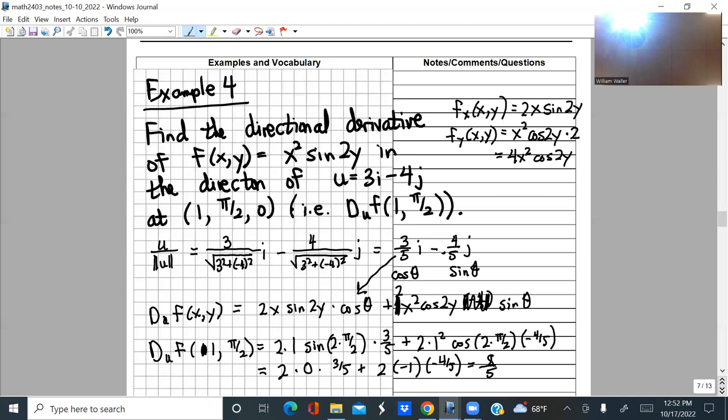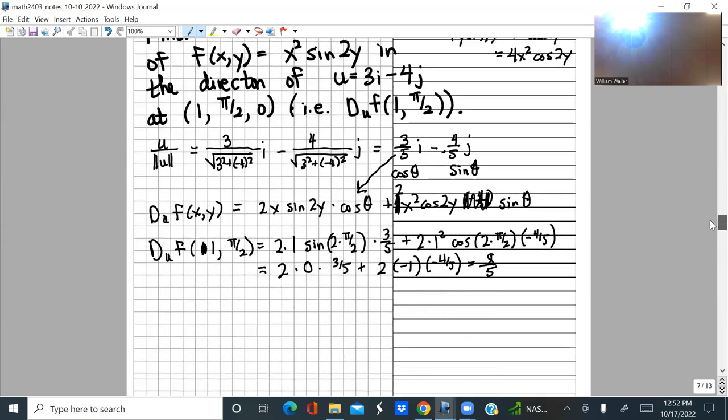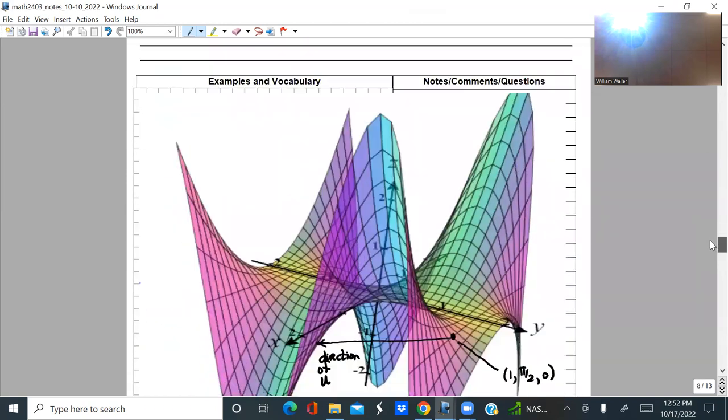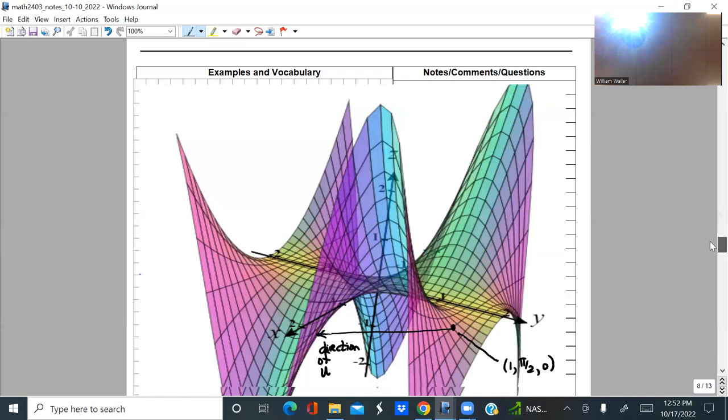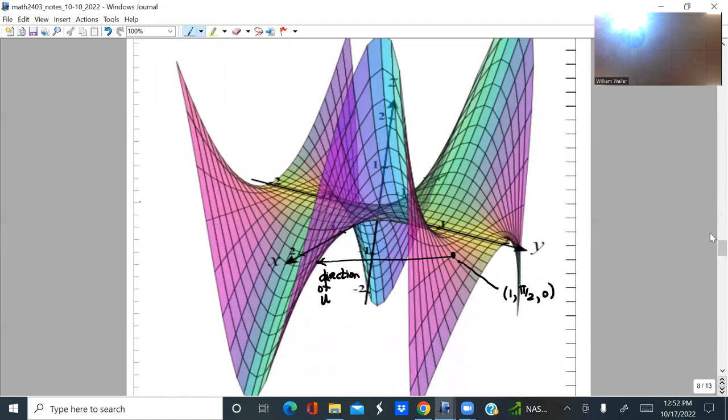So in this particular direction, the same direction as this vector, the slope of this surface apparently is 8/5. Let's take a look at that picture, because I plotted this picture. This is a really wicked surface: x squared sine of 2y, just as you might expect. There it is. So it's beautiful.